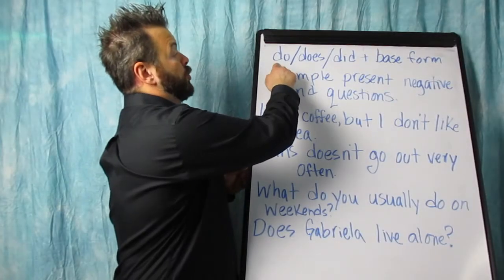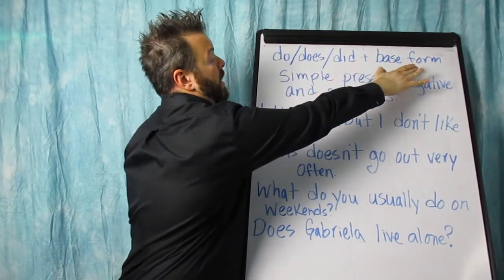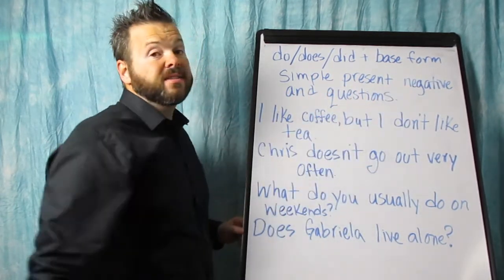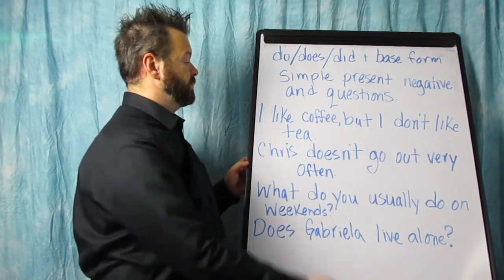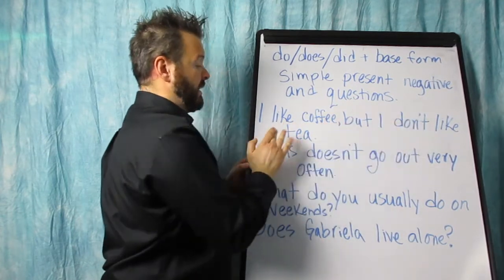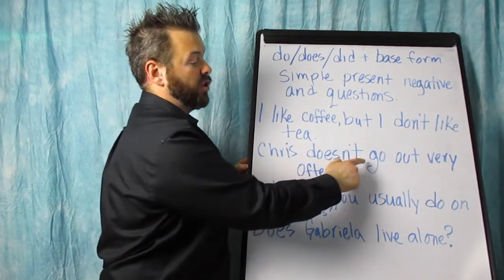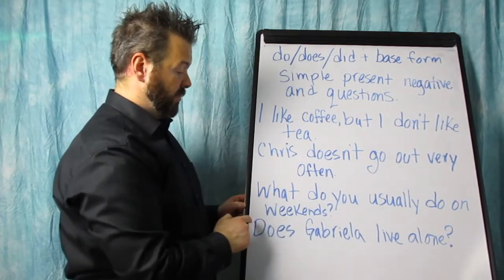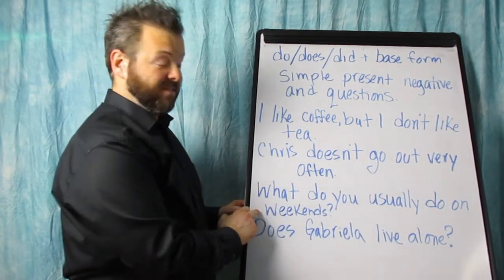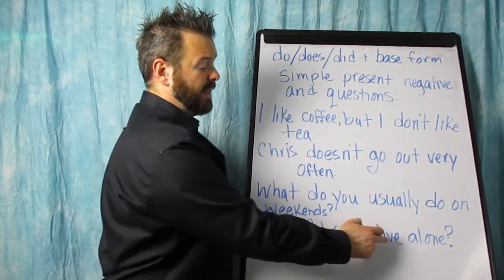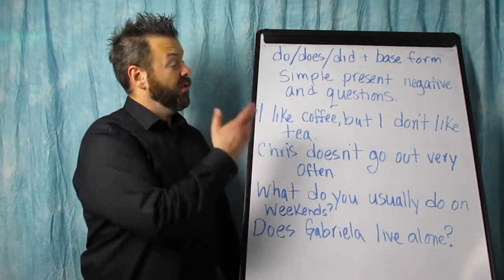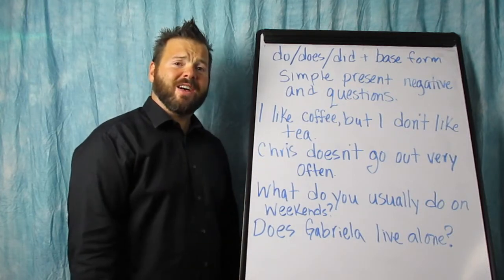Okay, do, does, did plus the base form is the simple present, negative, and questions. Here are some examples. I like coffee, but I don't like tea. Chris doesn't go out very often. What do you usually do on weekends? Does Gabriella live alone? Pause the video here, write everything down, and read it to yourself.